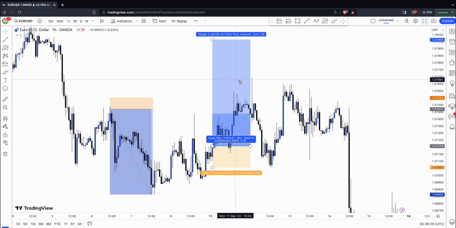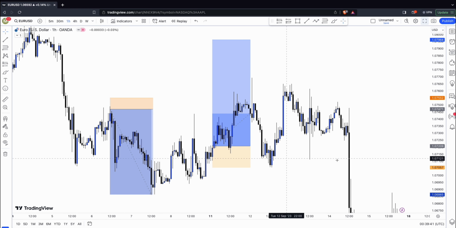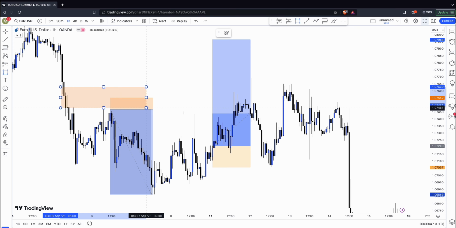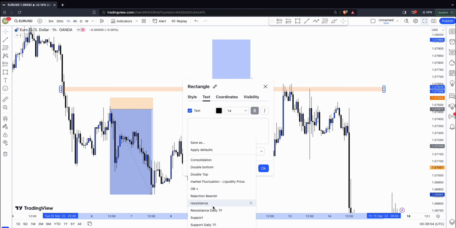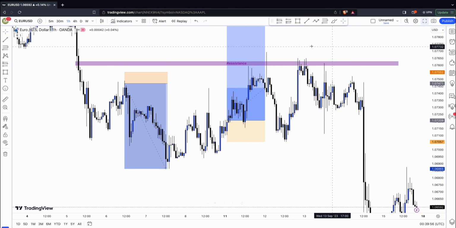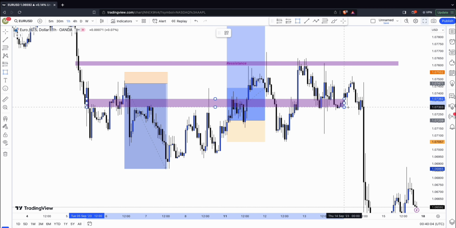But here, as you can see, this is a support zone and this is a resistance zone. So let's first draw our support and resistance. This would be our resistance zone, and right here, this would be a resistance zone. I'm just gonna name it resistance. This would be our support zone, right? Support turned resistance turned to support, which is very important to have.